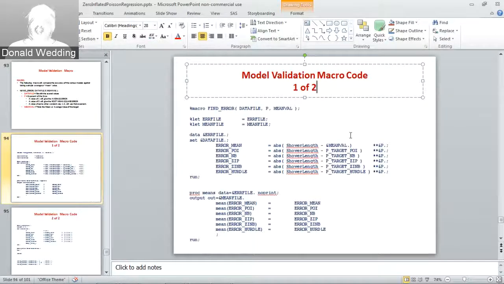Whenever I evaluate a model, I like to evaluate the model by comparing it with just taking the average. In other words, if you wanted to predict how many wins a baseball team has, you could guess, well, 81 is the average because there's 162 games.